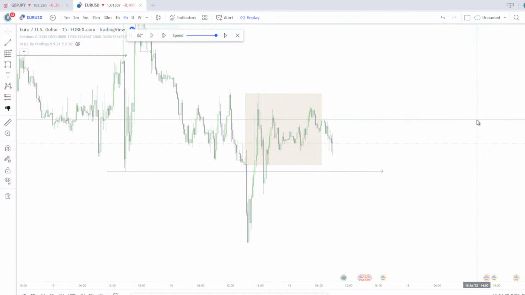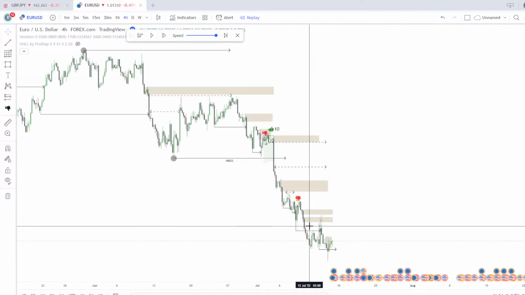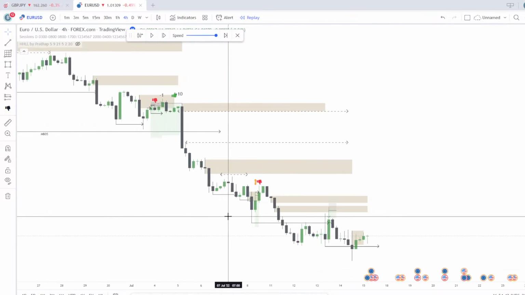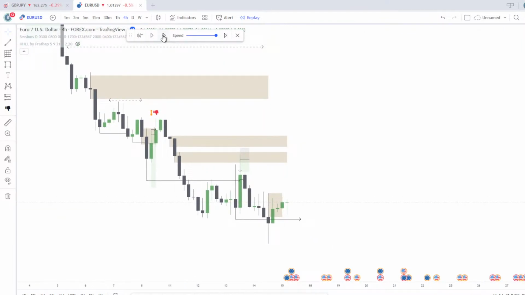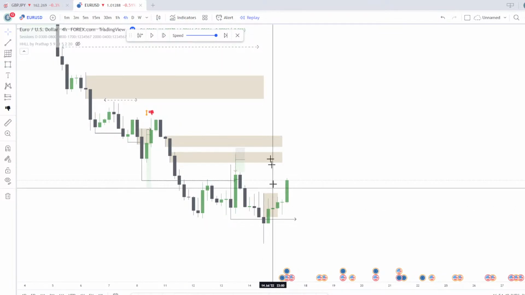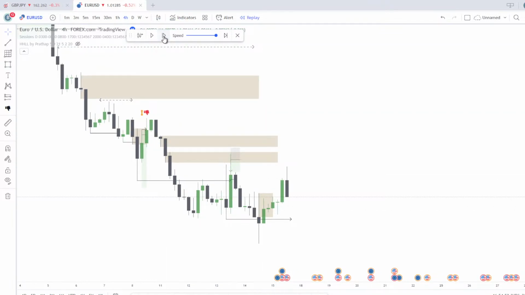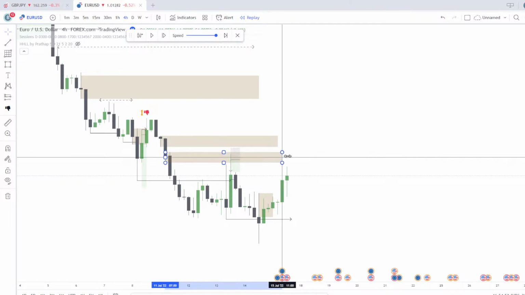And we don't trade USD or gold. We trade Euro USD and GJ. I mean, the strategy works on that as well. We just prefer the more liquid pairs.